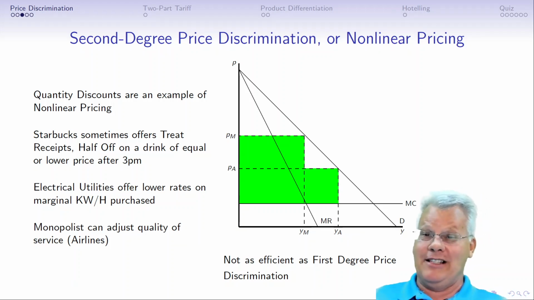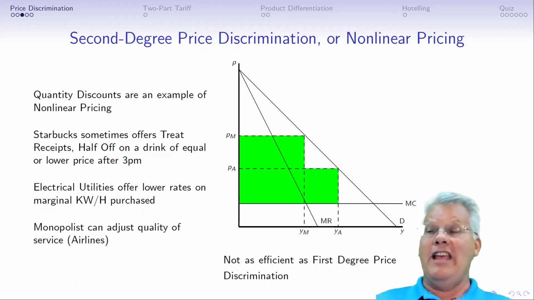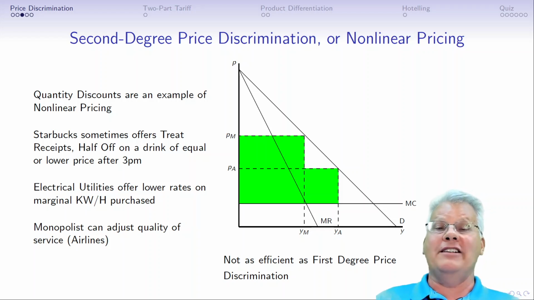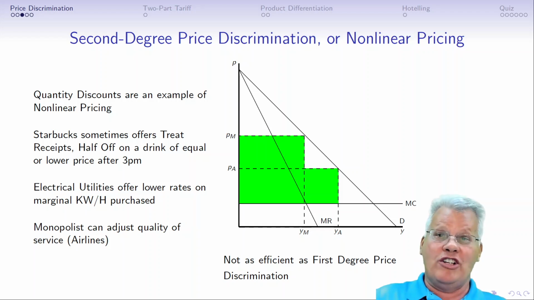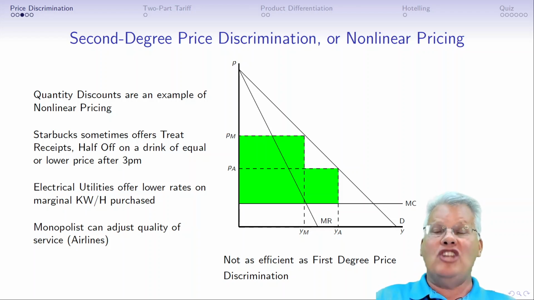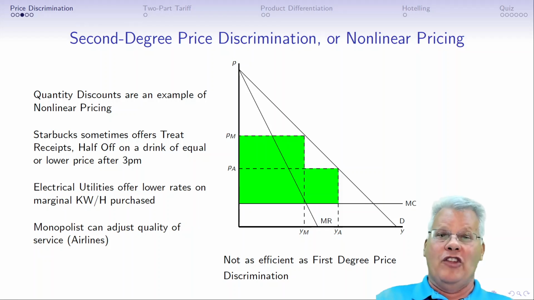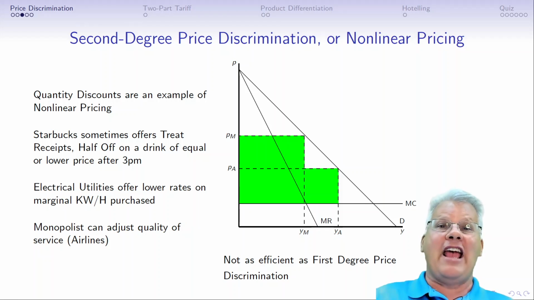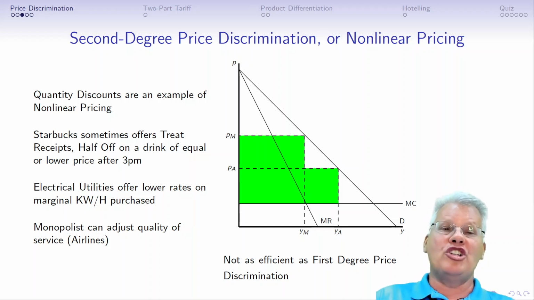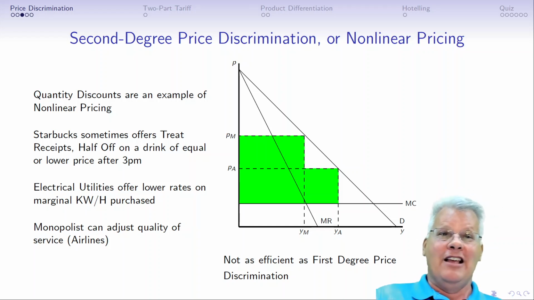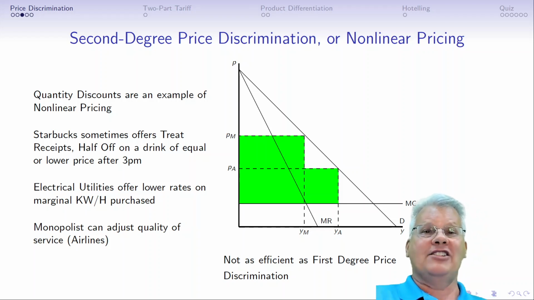Second degree price discrimination is nonlinear pricing. And what we mean by nonlinear pricing is that you don't charge the same for each unit consumed. So the idea would be quantity discounts. If consumers purchase more units, they are quoted a lower price on additional units consumed.